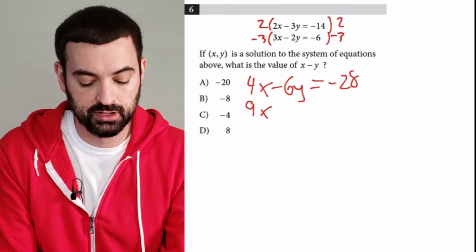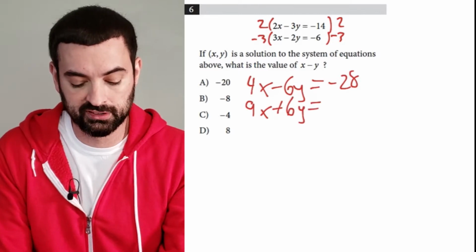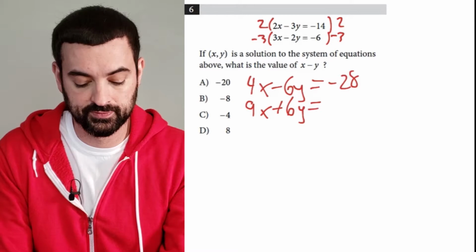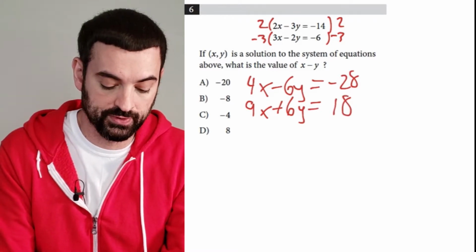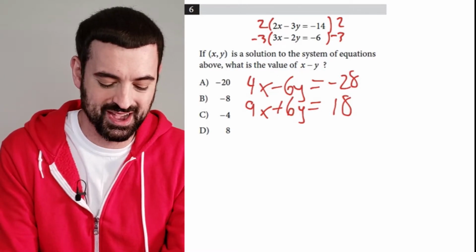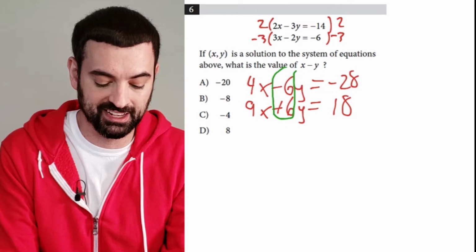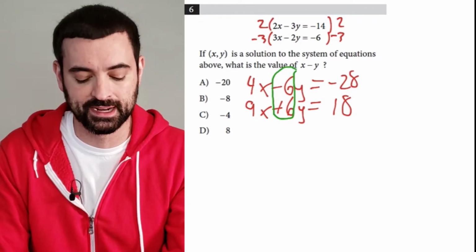9x plus 6y equals positive 18. Notice again here that I want my coefficients to be the same and their signs to be different. That's the purpose behind elimination.